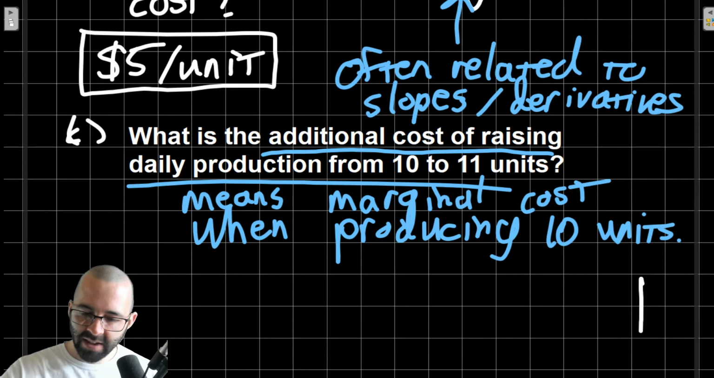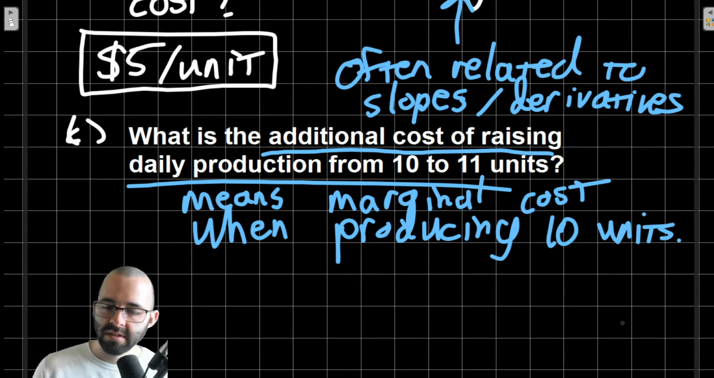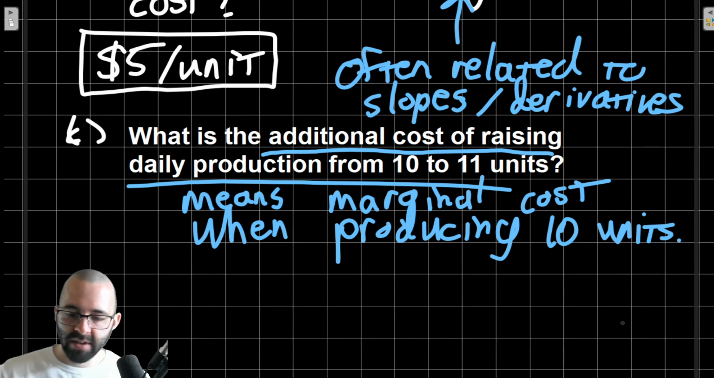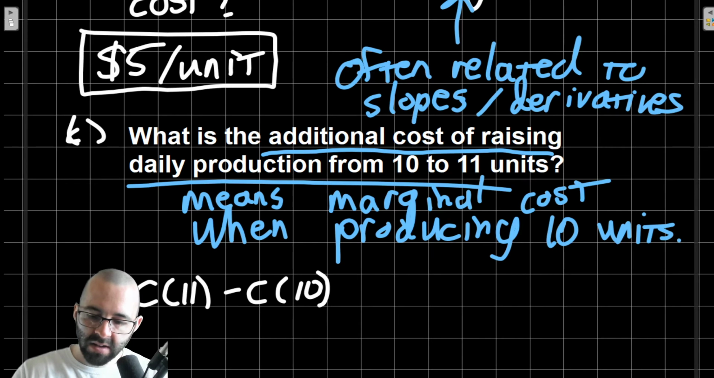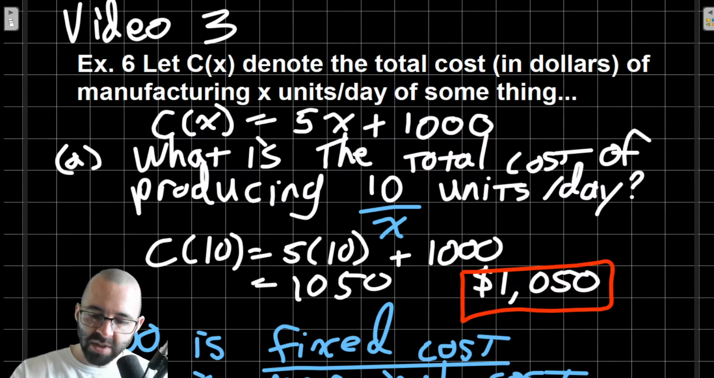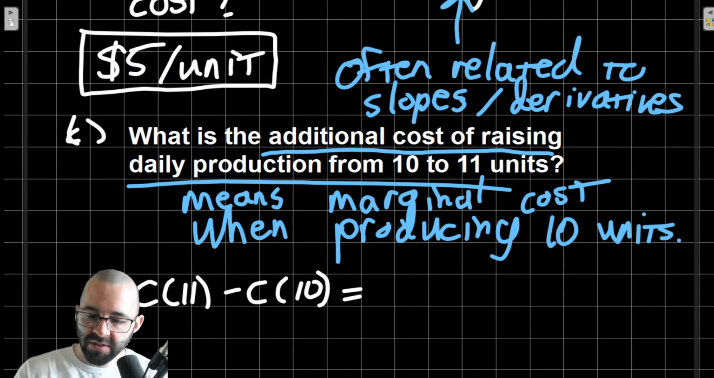That's interesting. So we already know what the answer should be. Okay? The answer should be $5. Let's find out. We could do it a different way, right? See, the additional cost of raising production from 10 to 11, we could also just do, well, what is C of 11 minus C of 10? You plug it into our original formula, which, right, was this 5x plus 1,000. Plug in 11, plug in 10, subtract them, and see if we actually get $5.